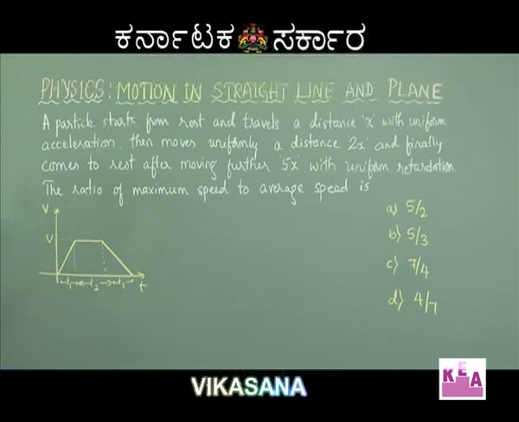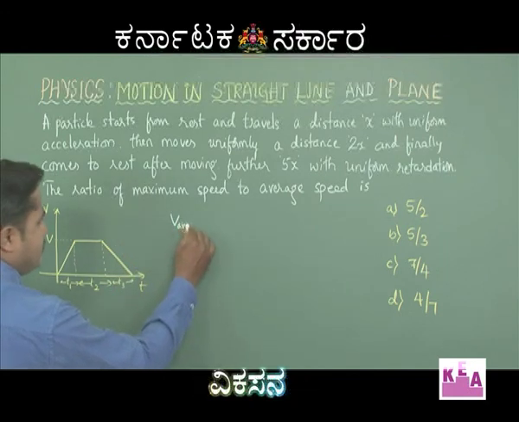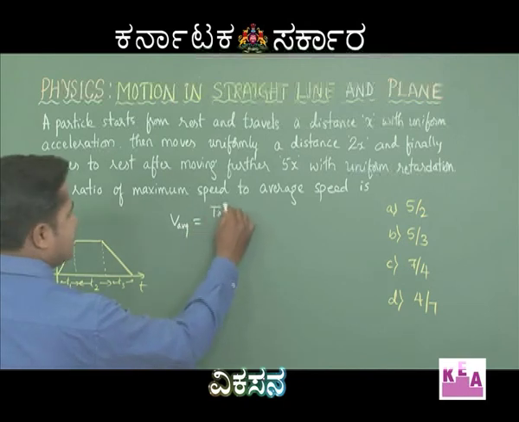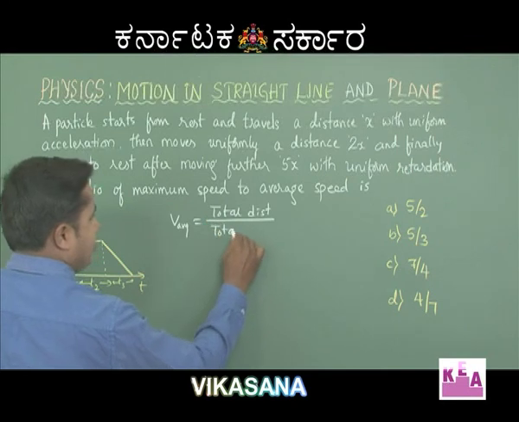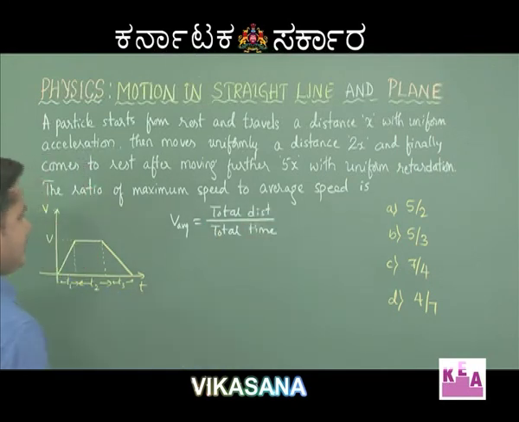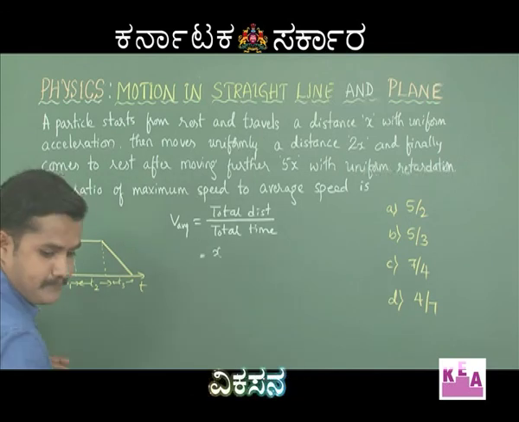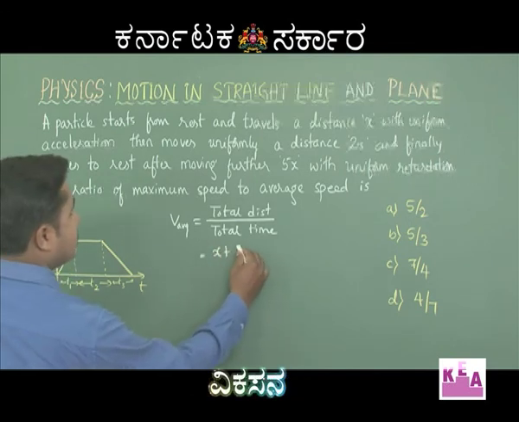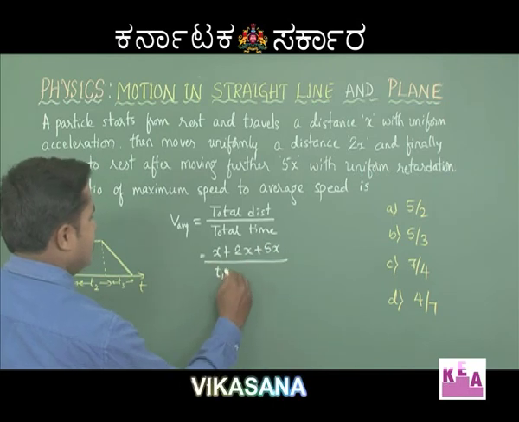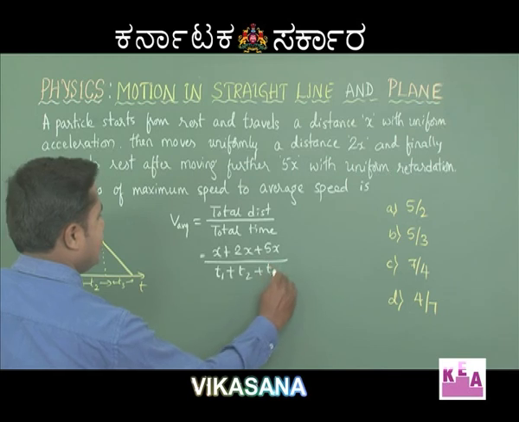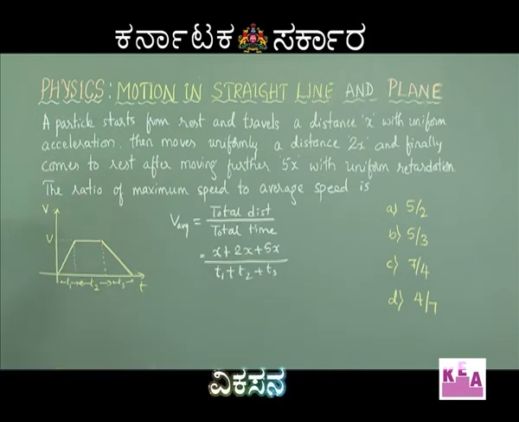Let me write the formula first. Average speed v average is given by total distance divided by total time. Total distance is quite simple. It is x plus 2x plus 5x divided by total time t1 plus t2 plus t3. Now, my task here is to express these t1, t2, t3 in terms of x. So, how do I do it?